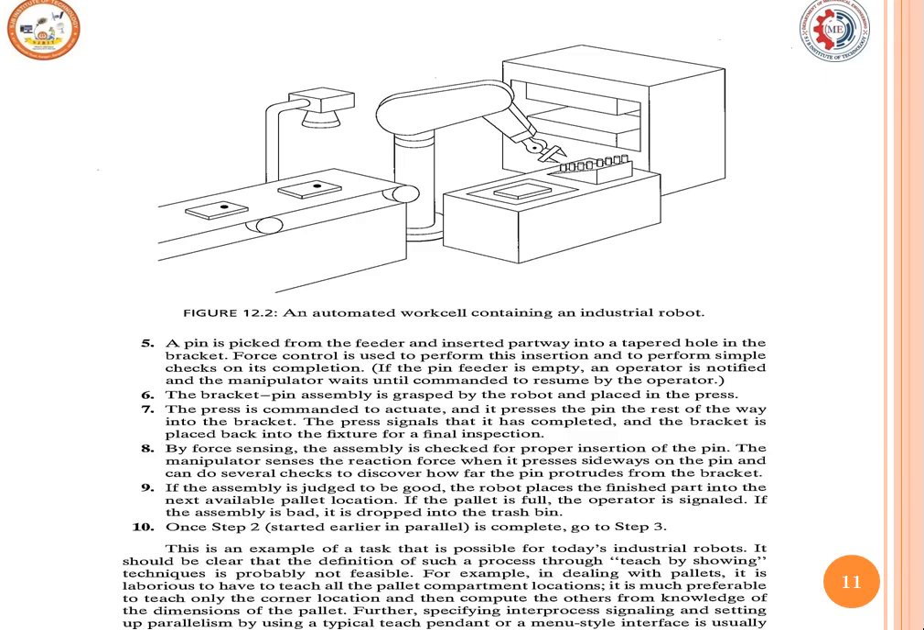By force sensing, the assembly is checked for proper insertion of the pin. If the assembly is judged to be good, the robot places the finished part in the next available pallet location. Once step 2 is complete, it will go to step 3.